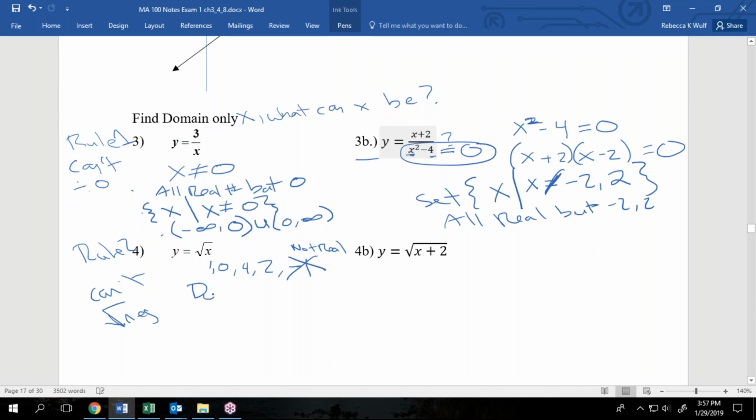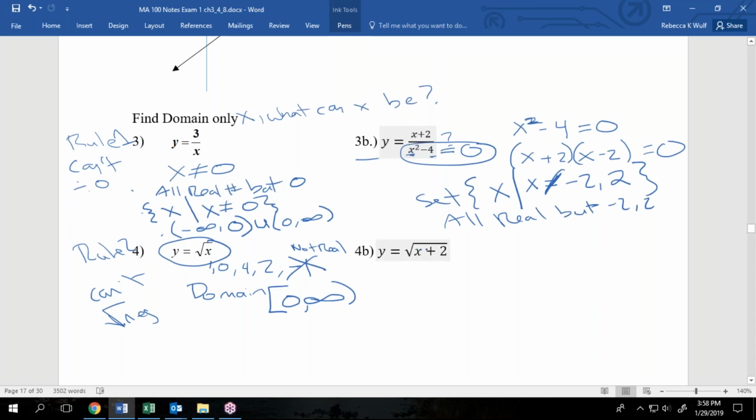So what am I allowed to plug in? That's what my domain is. I can't plug in things that are negative. What's another way of saying non-negative? I am allowed to plug in 0 and anything bigger than 0. So the domain for just the square root of x is 0 to infinity, including the 0.